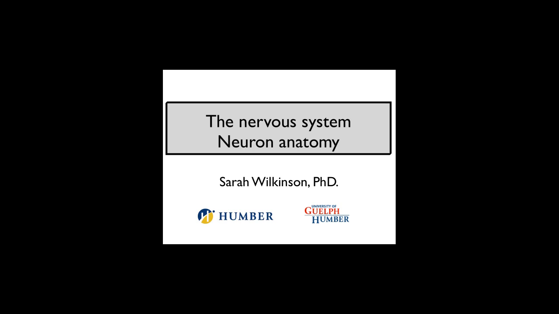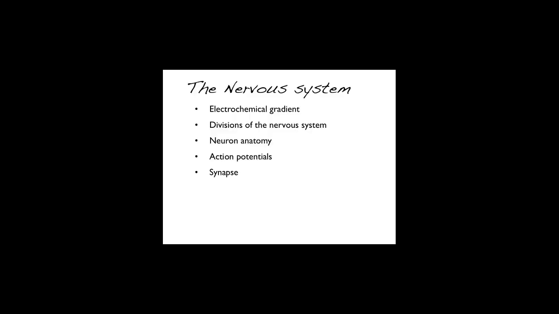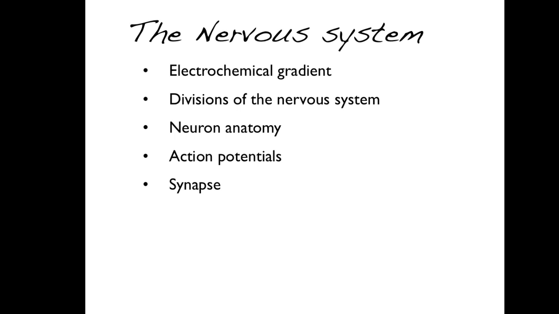In this third video of the nervous system series, I'm going to cover some basic neuron anatomy. In two previous videos, I've covered what the electrochemical gradient is and how the nervous system is divided, so its organization. In this one, I'll talk about the different parts of a neuron, which is the basic cell of the nervous system, so that we can move on to how neurons communicate through action potentials and at their synapse.